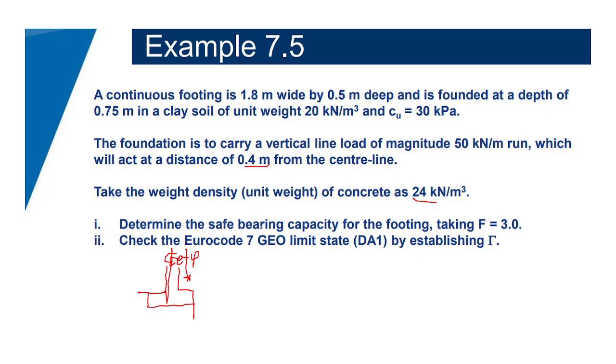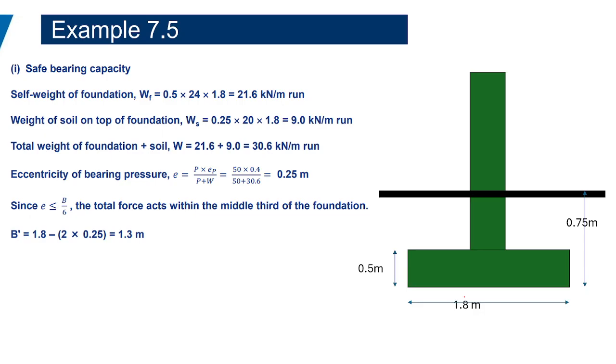We analyze the bearing capacity for the footing. You have a factor of safety equal to 3.0, and then check the EUROCODE 7 geo-limit state design approach number 1 by establishing the over design factor. That is, if your design effects is less than or equal to the resistance, the material resistance. Okay, so as we said, you have this footing, and your load is over here with an eccentricity of 0.4.